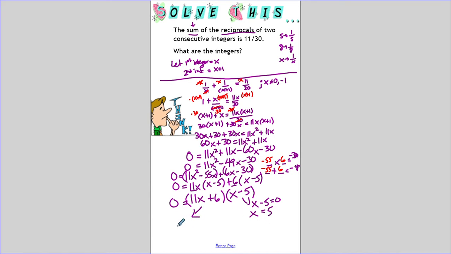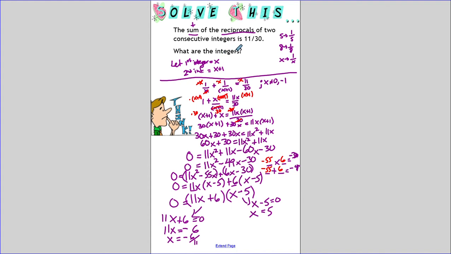And on this side, I can see that 11x plus 6 equals 0. So that would mean then that 11x would equal negative 6, or x would equal negative 6 over 11. So I have two possible answers here.